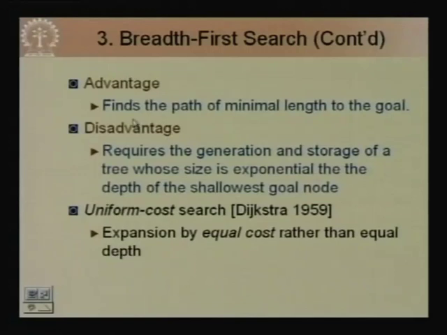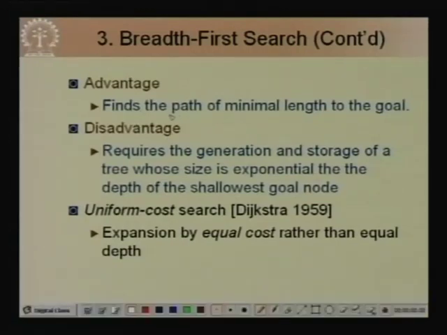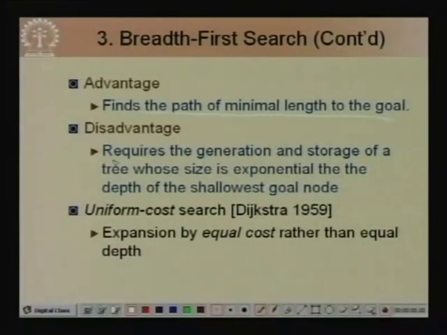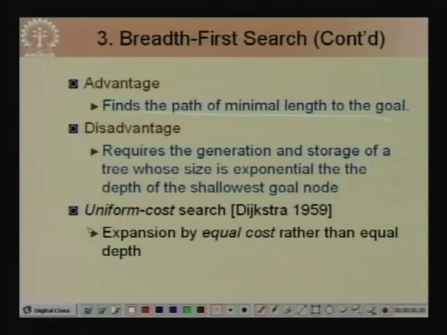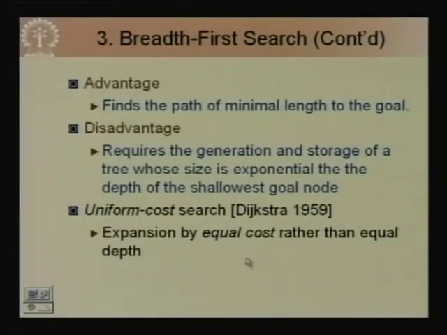So the time and space complexities of breadth first search are exponential in terms of D, the depth of the solution. The advantage of breadth first search is that it finds a path of minimal length to the goal. But one of the major disadvantages of breadth first search when we compare it to the next strategy, depth first search, is that it requires the generation and storage of a tree whose size is exponential. So it requires exponential space to store the fringe, and it also requires exponential time. In the next class, we will look at uniform cost search, which is optimal in terms of giving the lowest cost solution. But today, let us look at the other search strategies.